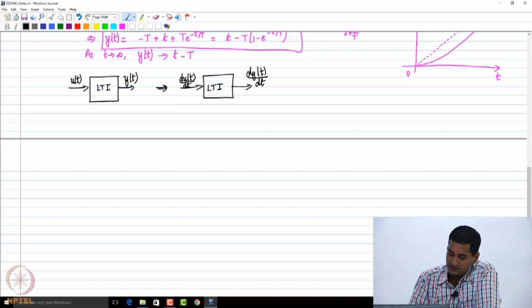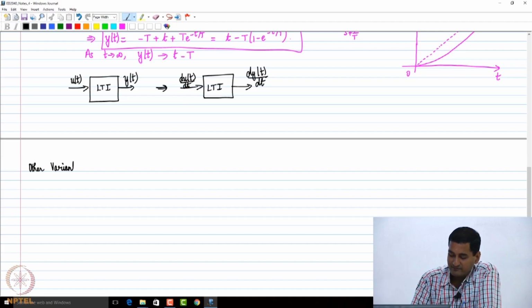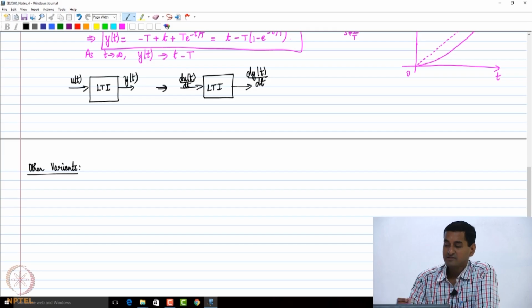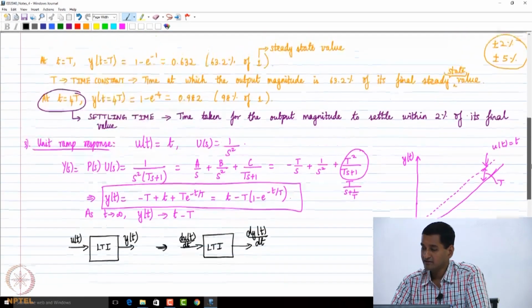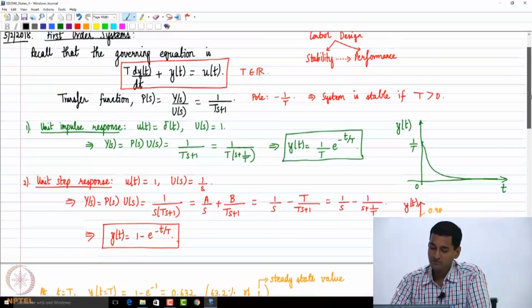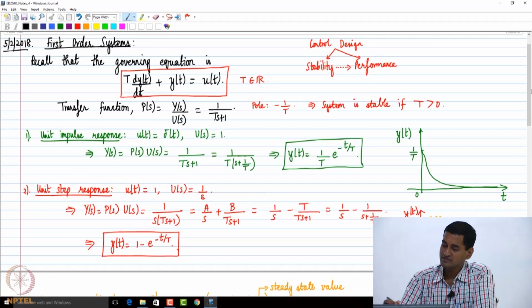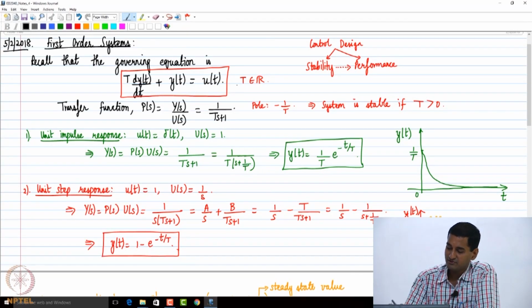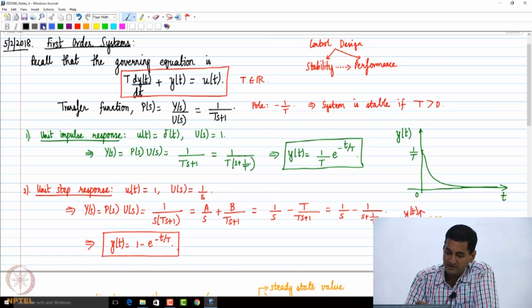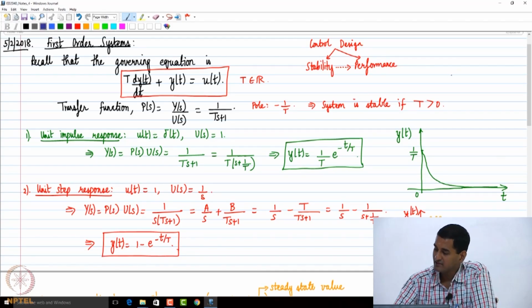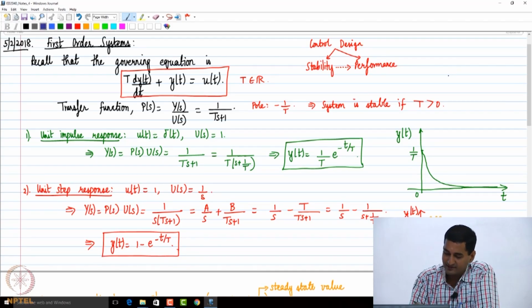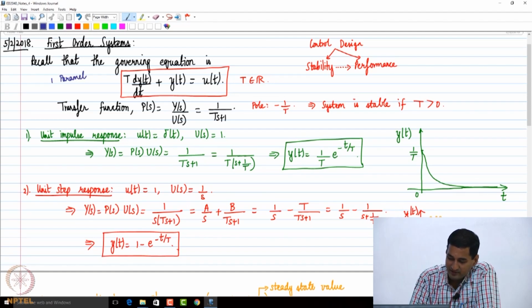Now, let's say, other variants of this first order model are the following. Okay, so please note that what we saw to begin with was this one parameter model. I don't know where I can write, okay, let me write here. This was a one parameter model.